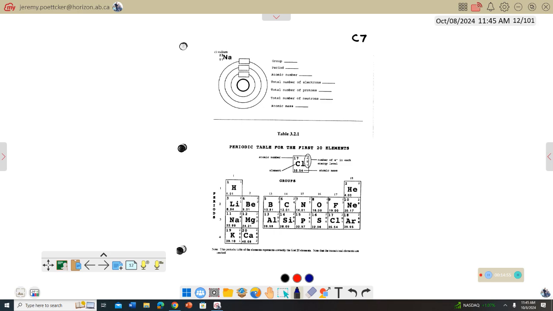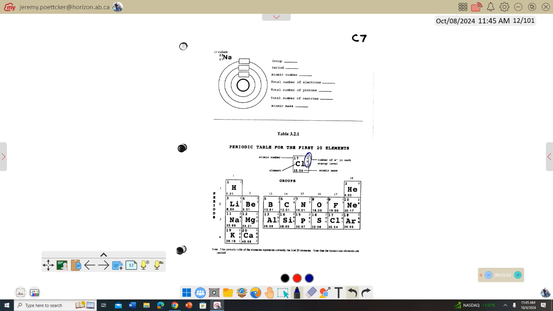As we continue here, you can see this is a way to look at a periodic table. Ours doesn't have this stuff on the side where it tells you the number of electrons at each energy level. But other than that, it pretty much has the same information.